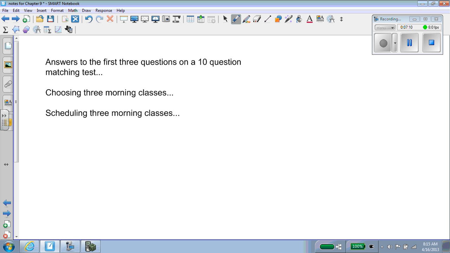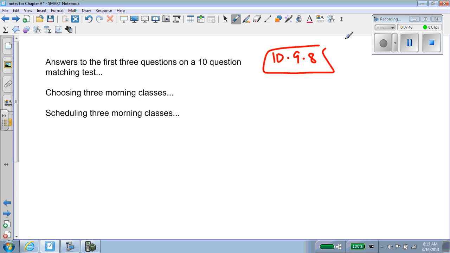Okay, how many ways can you write the answers to the first 3 questions on a 10-question matching test? Let's see, there are 10 choices, and then you make one of the choices, and there are only 9, and then there are only 8. Does the order matter? Like if the first 3 answers were A, F, I, would it be different if you wrote I, F, A? Yes, so that actually is done. Order does matter there.